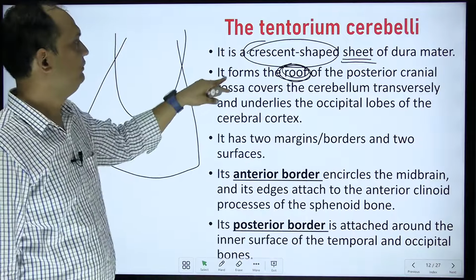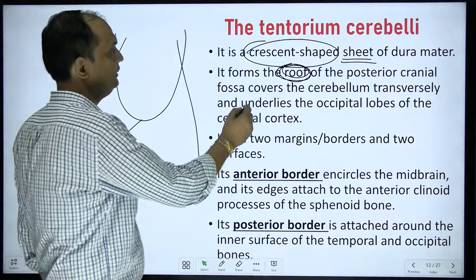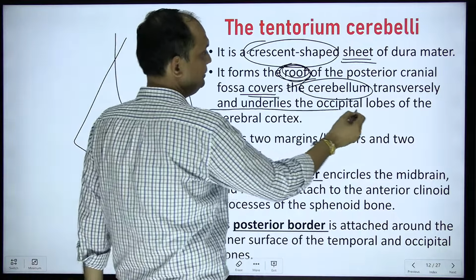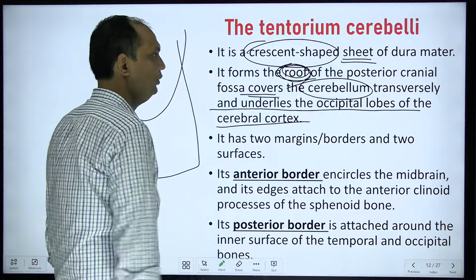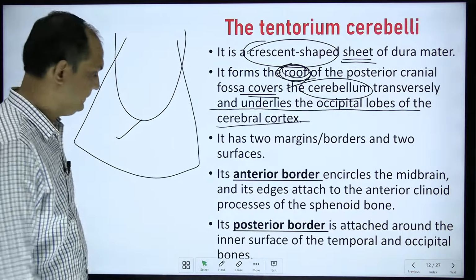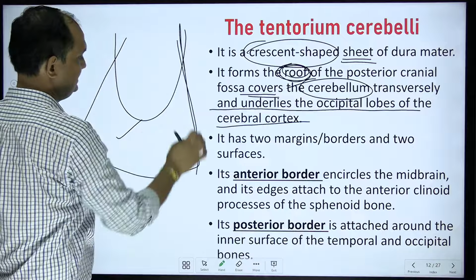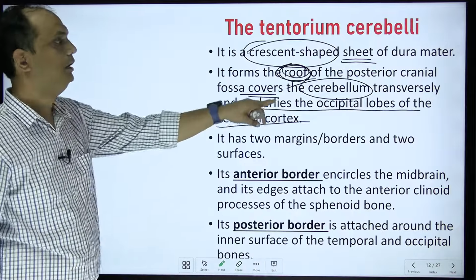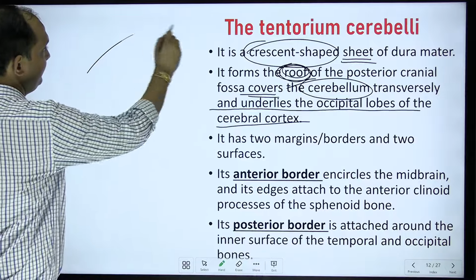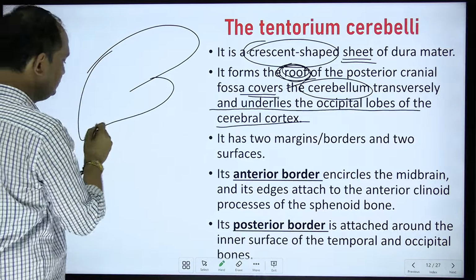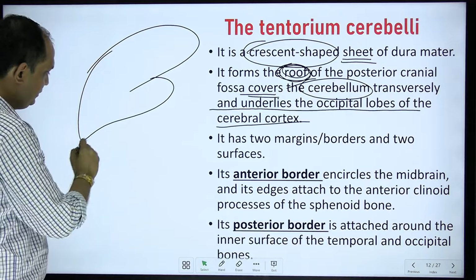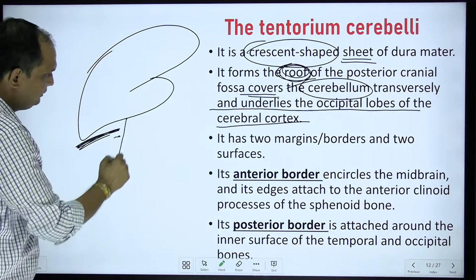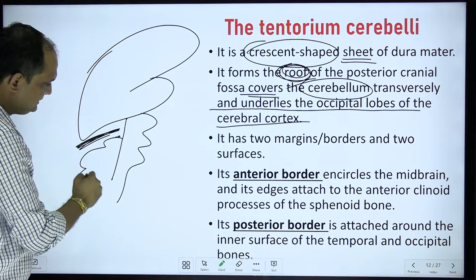Clear? So it forms the roof of the posterior cranial fossa, covers the cerebellum, and transversely underlies the occipital lobe of the cerebral cortex. This means, below which structure is it? It underlies, below the occipital lobe. So this is your brain, this is your occipital lobe. So it lies below the occipital lobe, but it forms the roof of the cerebellum. So here is your brain stem, here is the cerebellum.